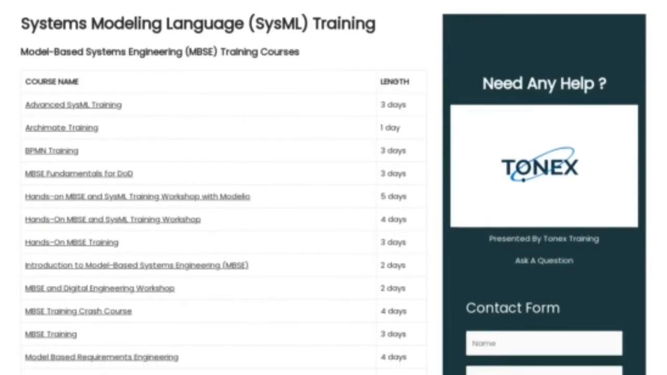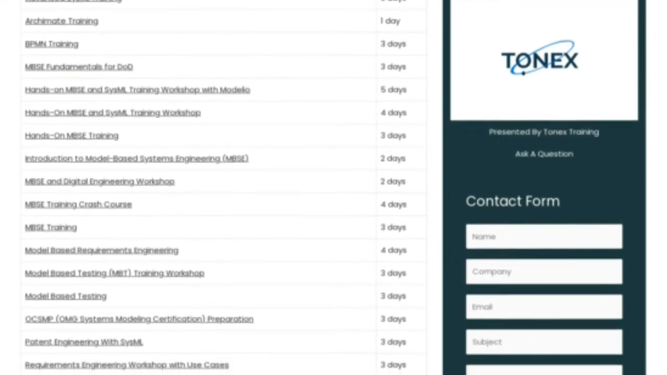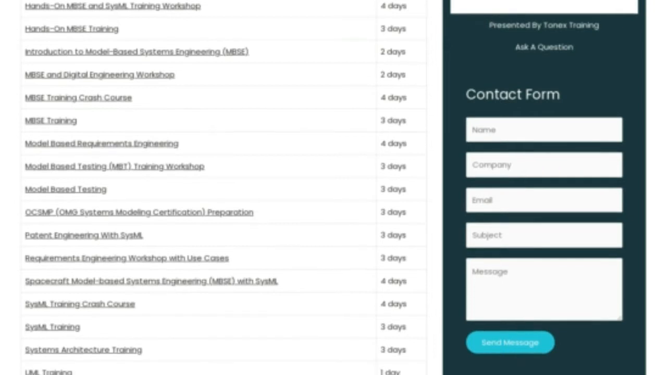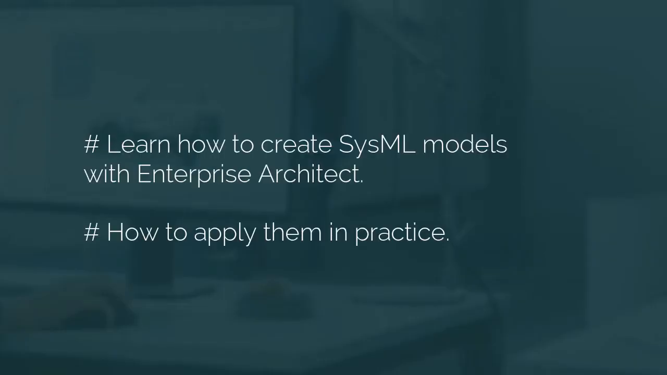In contrast to UML, the Systems Modeling Language, SysML, is intended to describe mechatronic systems consisting of hardware, software, and mechanics. Learn how to create SysML models with Enterprise Architect, how to apply them in practice.